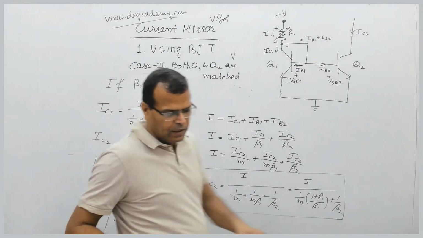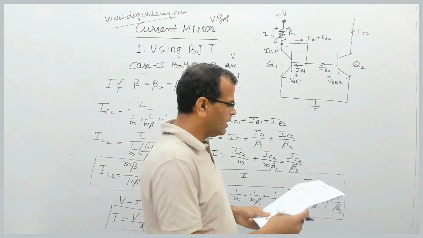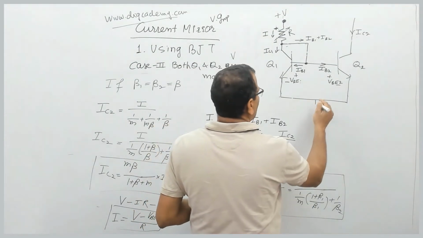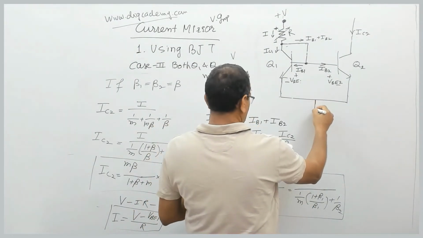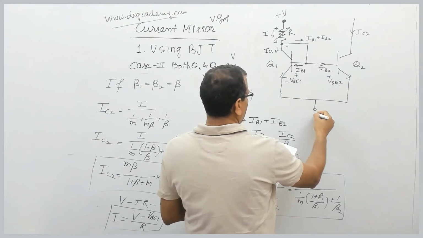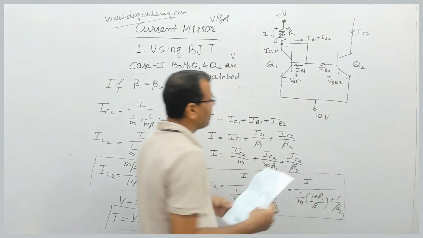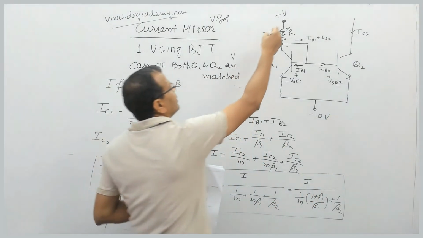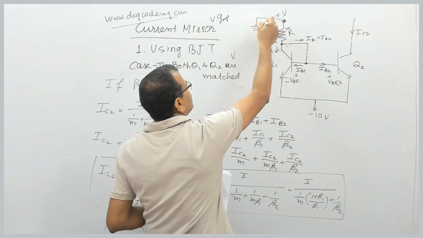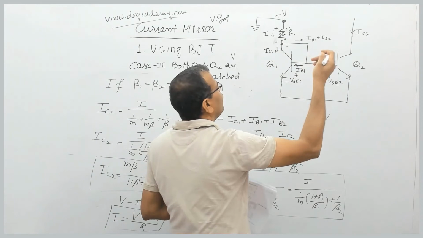Let us see that. You are given a circuit where you are given a biasing voltage here. This is minus 10 volt. This is grounded, so that can also be given to you. In that case, how will you proceed?